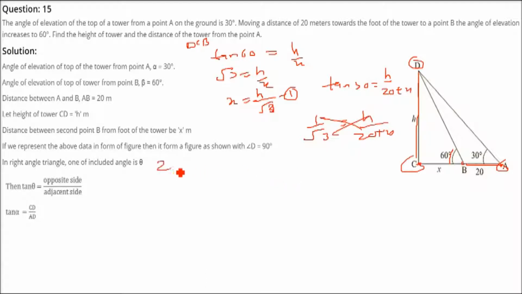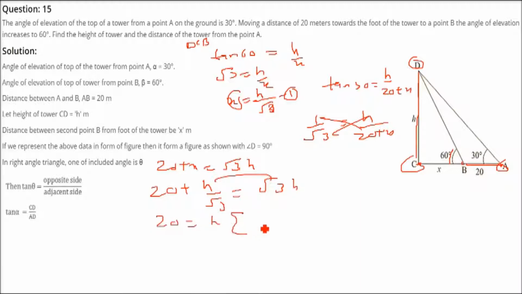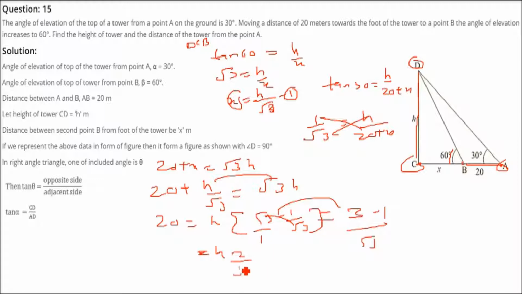So what do we get? 20 plus x is root 3 h. But x is h by root 3. So 20 plus h by root 3 equal to root 3 h. Bring it here. 20 will be equal to, I am taking h outside, root 3 minus 1 by root 3, same thing which we have already done. Root 3 into root 3 is 3. I am writing it here. 3, and this is minus 1 by root 3. So you get 2 by root 3. h into 2 by root 3. Now take this on this side. So h will be equal to 20 into root 3 by 2. That is 2 times the 20. You get 10 root 3. h is 10 root 3.